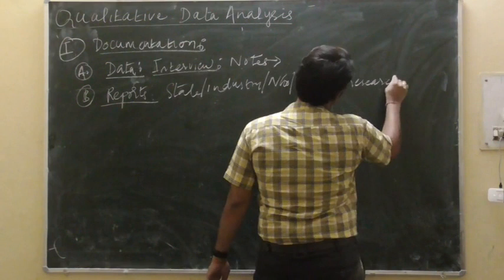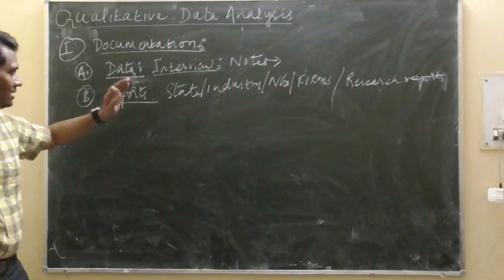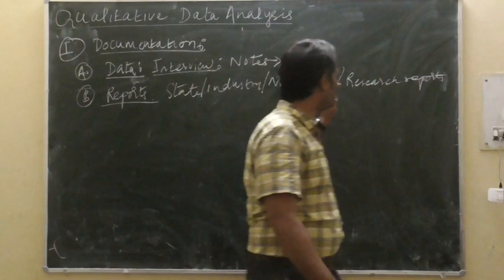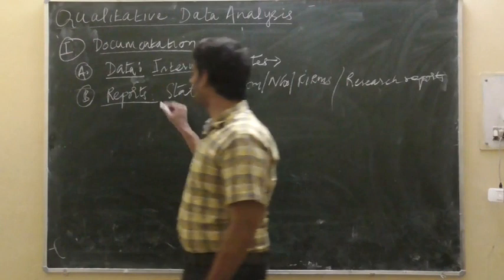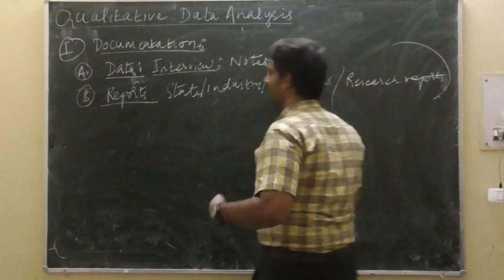These documentations are a must. You have to clearly look at what kind of report it is, whether it's produced by the state or the industry or industrial associations, for instance, various trade chambers, as well as NGOs, firms, and then researchers' reports or academic reports which are already produced. Whenever you are able to collect these reports, you can also correlate them with your notes. That helps you to evolve certain categories at a later point of time. So the data and the reports are a must.